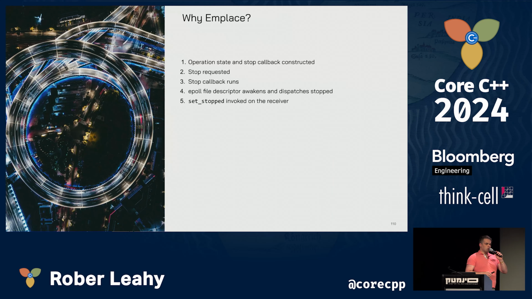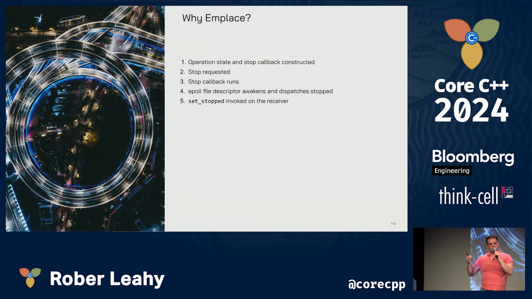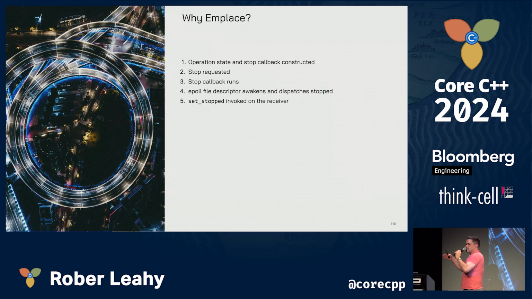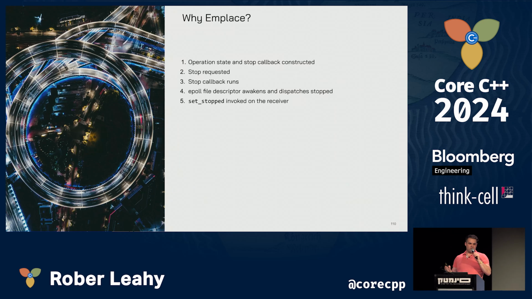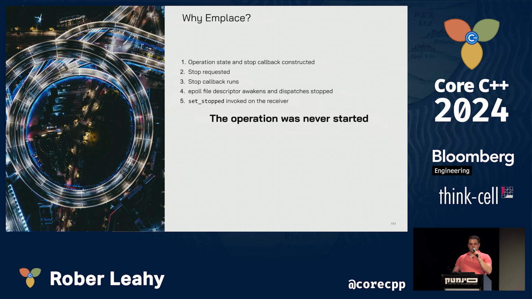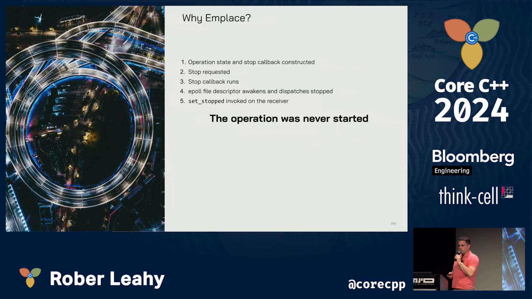But this raises the same sort of question. Why do we need manual lifetime management here? And the reason is another problematic ordering. Imagine someone connects a sender and receiver and obtains an instance of this operation state. They're under no obligation to ever start it. But then imagine after they do that, but before they start it, a stop is requested. The stop callback fires, it signs that operation state up to receive a stop signal. The epoll file descriptor wakes up and sends it, and once again, predictably, we have violated the receiver contract. The operation was never started, and so the receiver was guaranteed to receive 0 completion signals, but we sent 1 to it anyway.